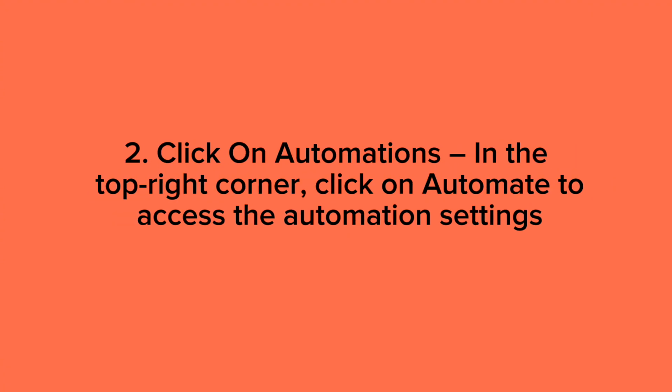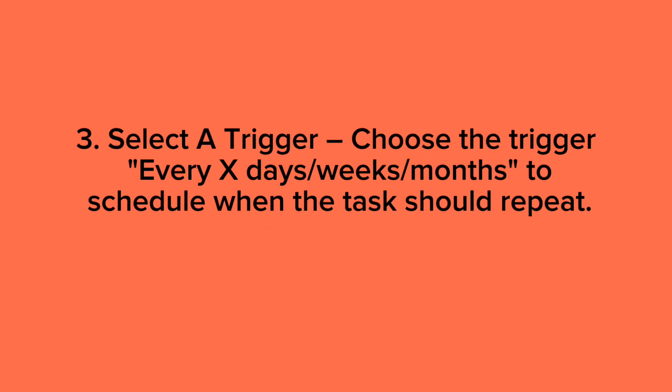2. Click on Automations. In the top right corner, click on Automate to access the automation settings. 3. Select a trigger. Choose the trigger Every X days, weeks, months to schedule when the task should repeat.